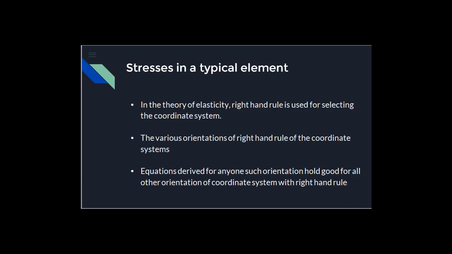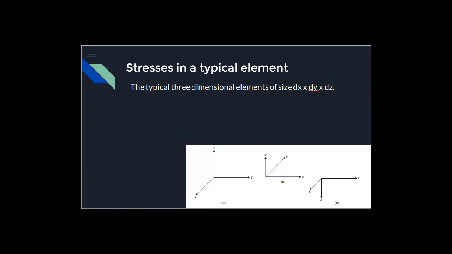Now let us see how the stresses in finite element analysis are computed. In finite element analysis and in the theory of elasticity, the right hand rule is used for selecting the coordinate system, as the coordinate systems are very important in determining the stresses of an element. I told you the right hand rule is used for selecting the coordinate system, and the equation derived for any one such orientation holds good for all the other orientations of the coordinate system with this right hand rule.